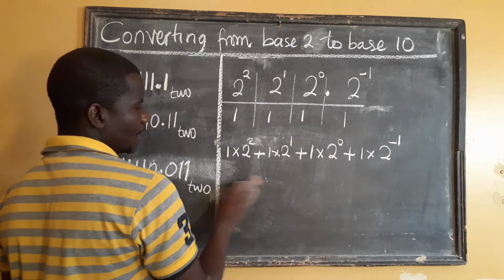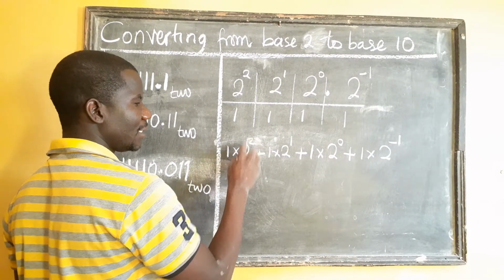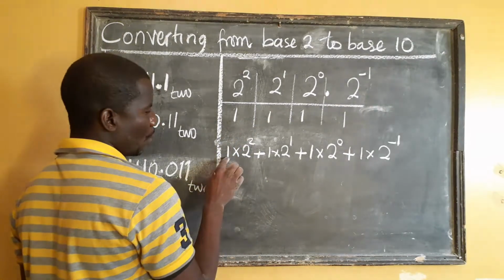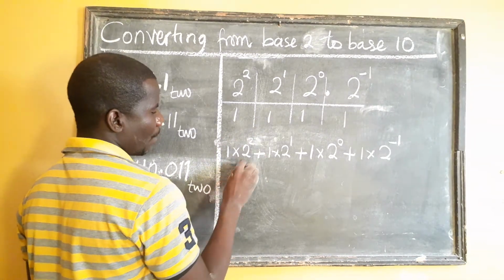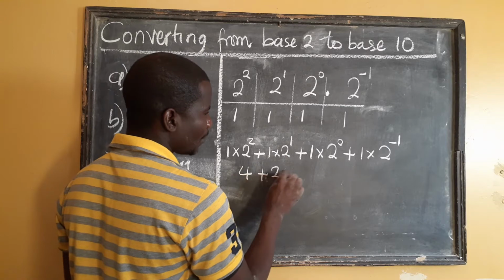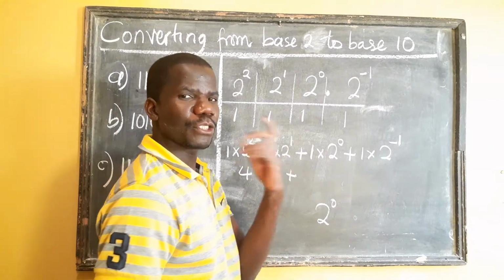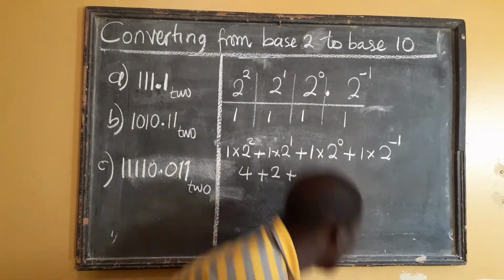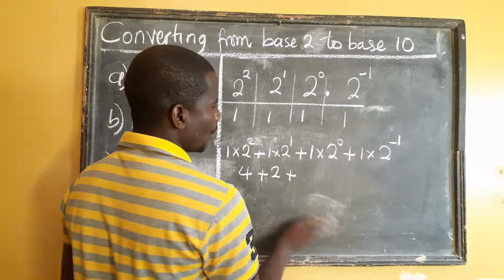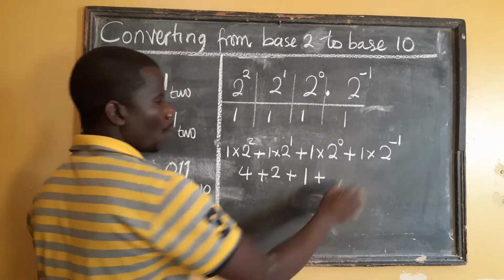So now from this point, we can say 2 to the power 2 is the same as 4. So 1 multiplied by 4, we get 4. Plus 2 to the power 1, it's the same as 2. So 1 multiplied by 2, we get 2. Any base raised to the power 0, apart from 0 itself, you get 1. So this 2 to the power 0 here is the same as 1. So here we have 1 multiplied by 1. We get 1. Plus, what do we have here?